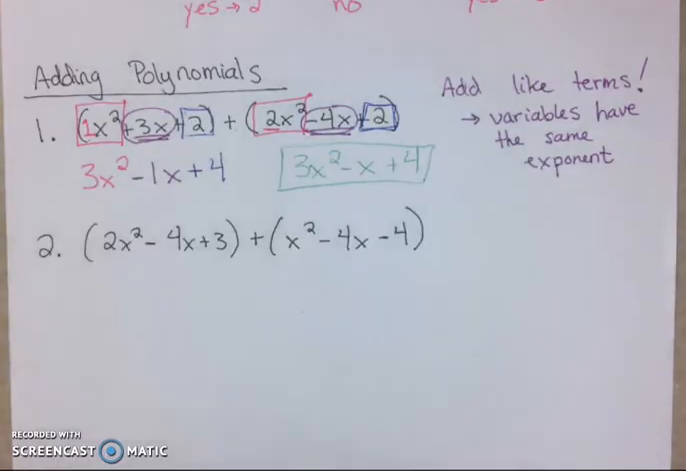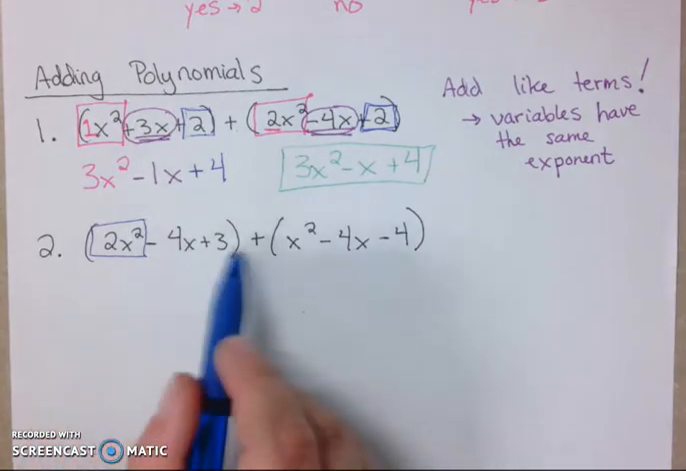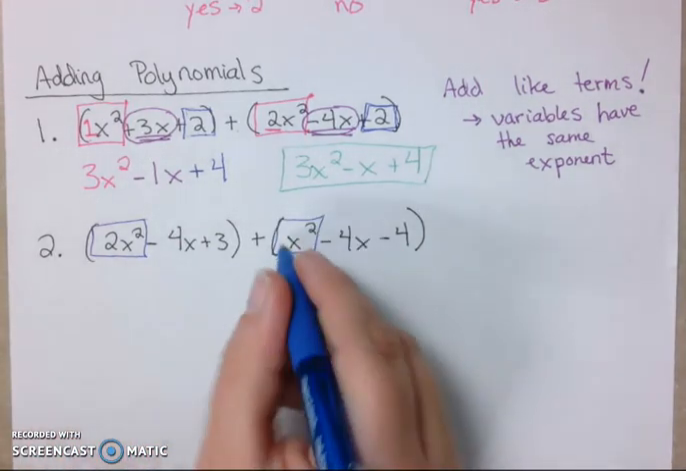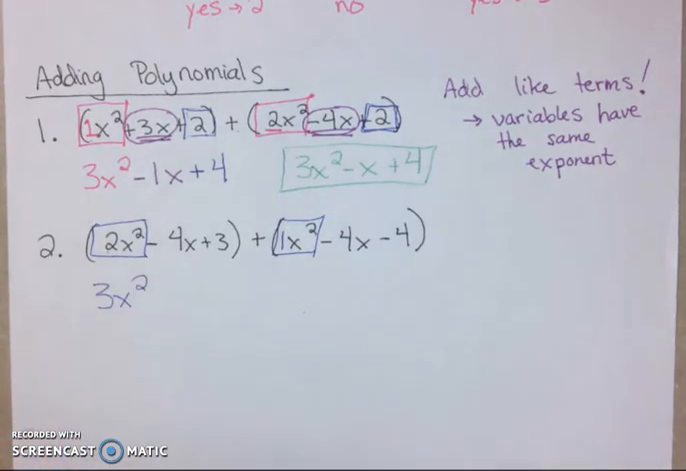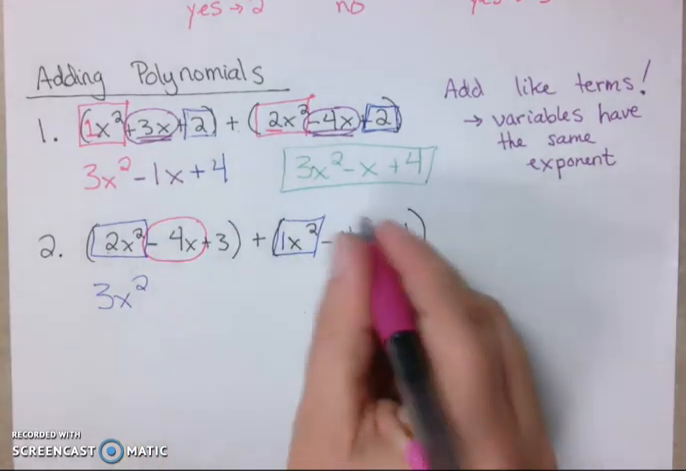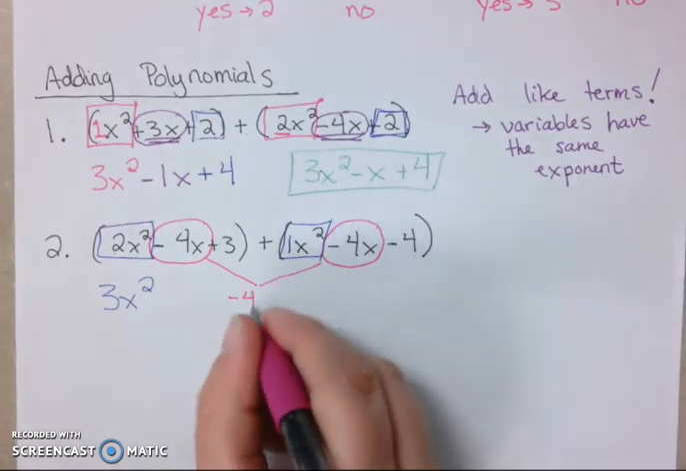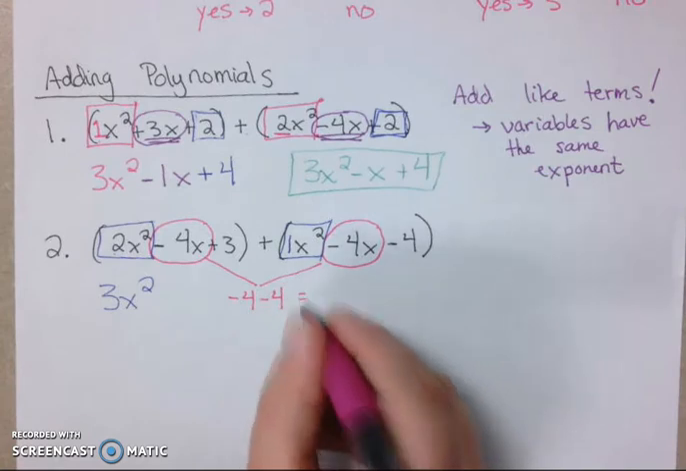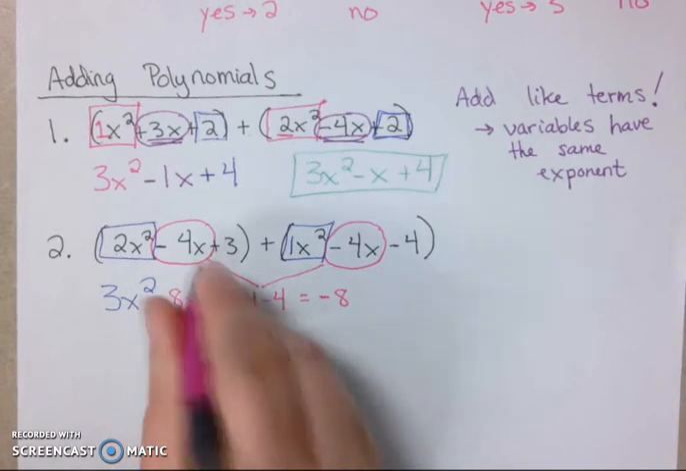So same thing now, I'm just going to look for like terms. So I'm going to start at the beginning, 2x squared, so I look for any other x squareds. Here we go. There's really 1 there. So I take 2 plus 1 to get 3x squared, adding the numbers in front. The next one is negative 4x, and then I have another negative 4x. So here what I'm doing is I'm taking negative 4 minus 4. Now negative 4 minus 4 gives you negative 8. So I'm going to get negative 8x. The x stays the same.